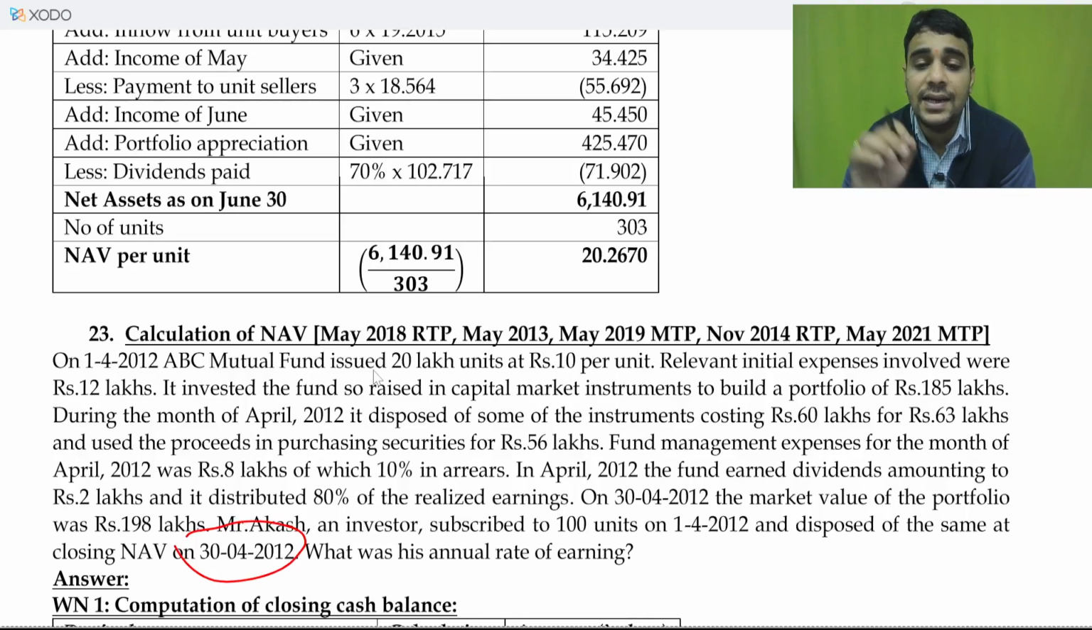Okay, now calculate the annual rate of earning. One unit itself is fine. NAV1 minus NAV0 plus D1 plus CG1, divided by NAV0, into 12 by M, into 100.